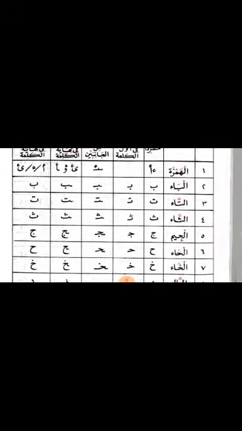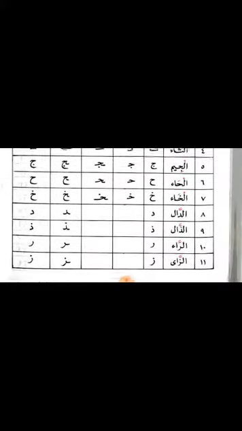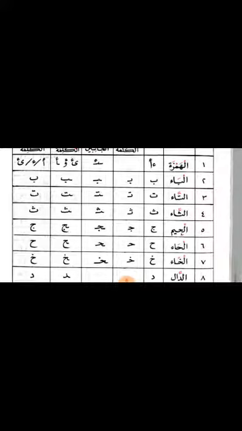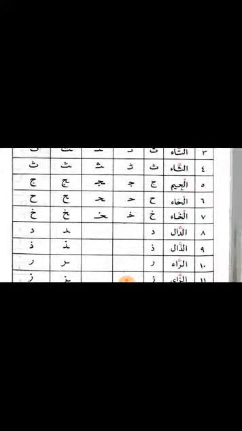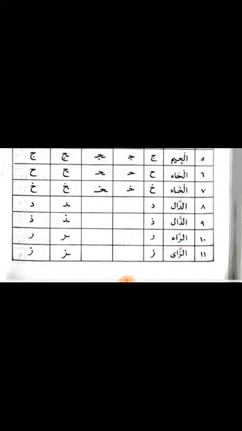Just read the alphabet like hamza, ba, ta, tha, jim, ha, kha. Read all these alphabets like this. Hamza, ba, ta, tha, jim, ha, kha, dal, dhal, ra, zay. Okay, now read this rakam.